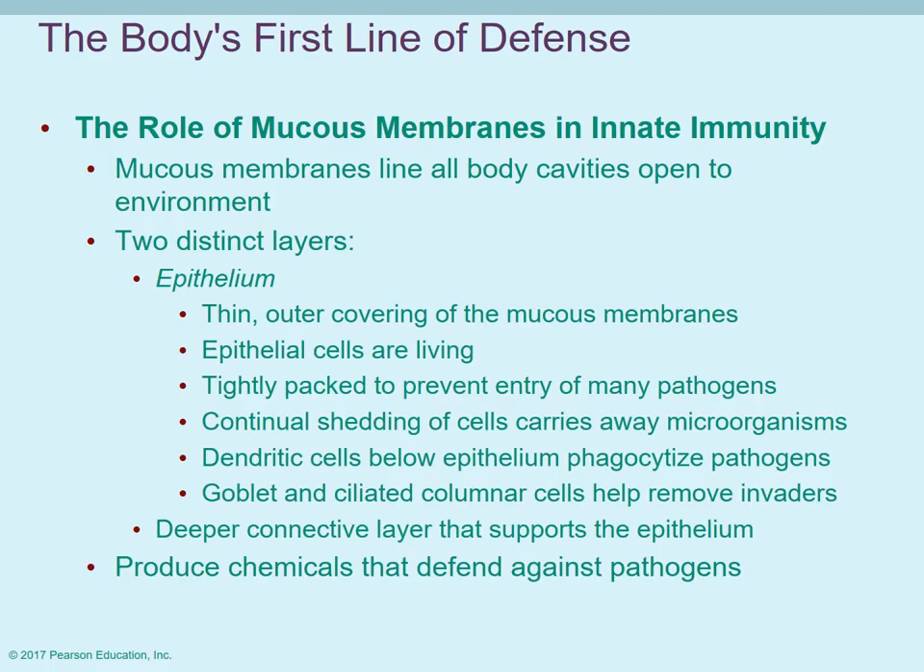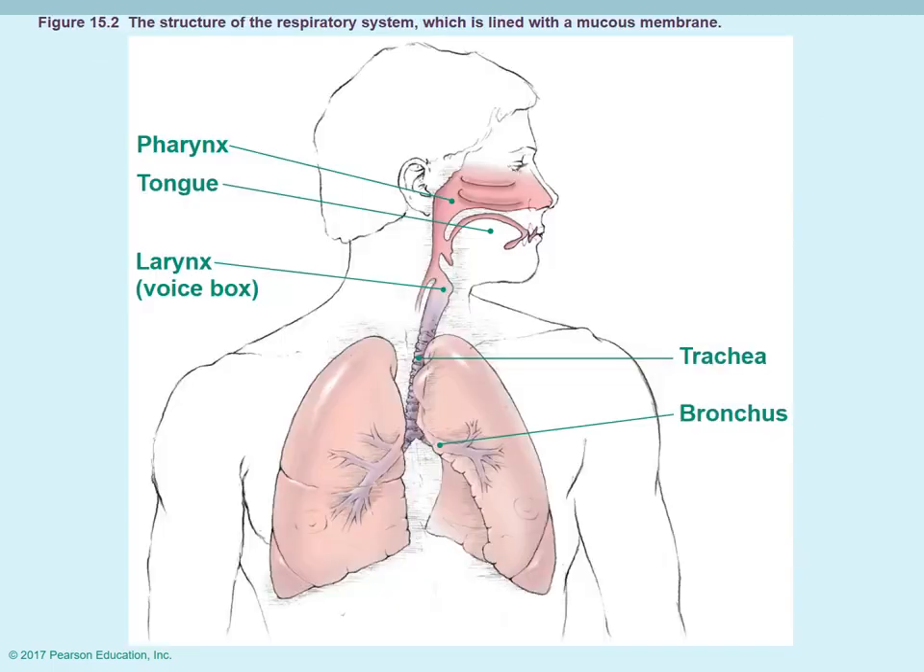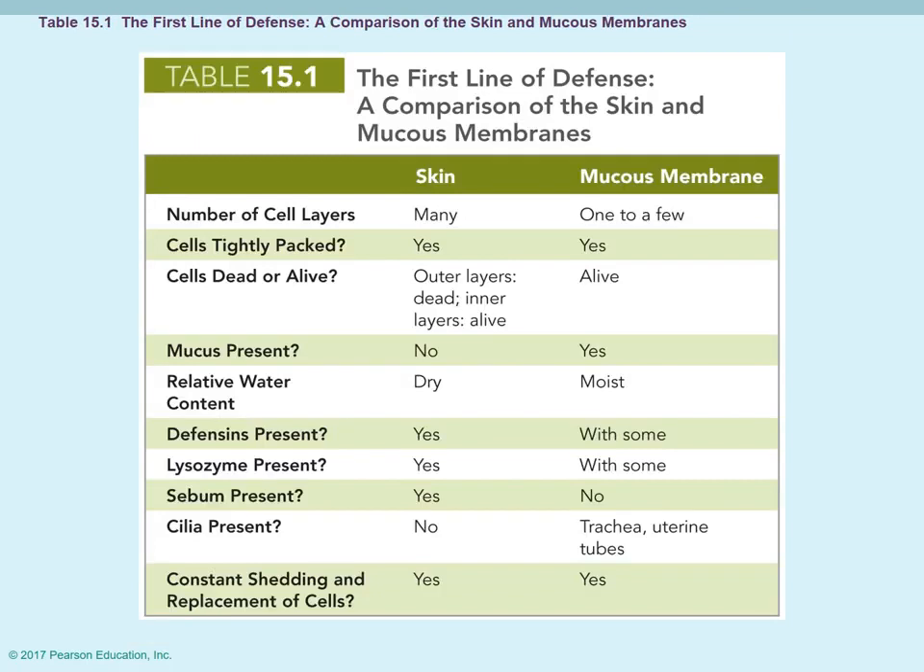All work once again, like on the skin, to prevent pathogens from being able to enter in. And once again, produce various chemicals that will inhibit the growth of microorganisms. So this is just showing the respiratory system is lined with mucous membrane. So this is your way of protecting yourself. Like I said, this is the first line of defense.